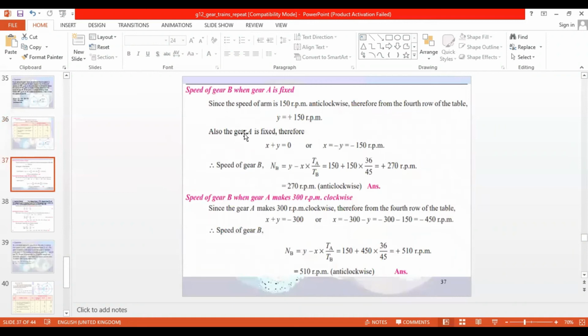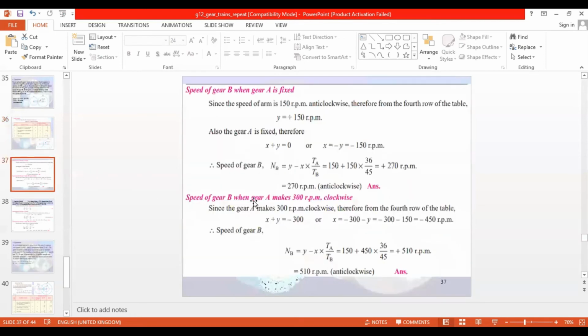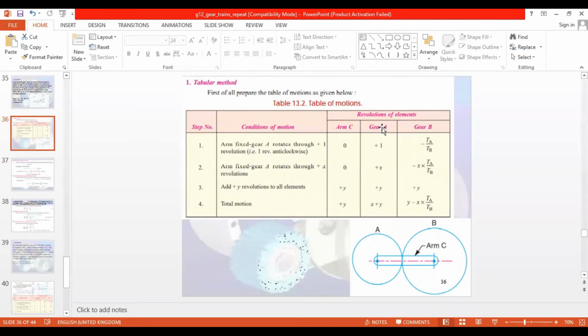Also, gear A is fixed. Therefore, here, this is for gear A. Gear A making 1 rotation, gear A making X rotation. This is for arm C, and this is the total motion of gear A. But gear A is fixed, so it is not moving at all. So X plus Y is equal to 0. The motion of gear A is X plus Y, but it is 0, since it is not making any movement. So X plus Y is equal to 0.